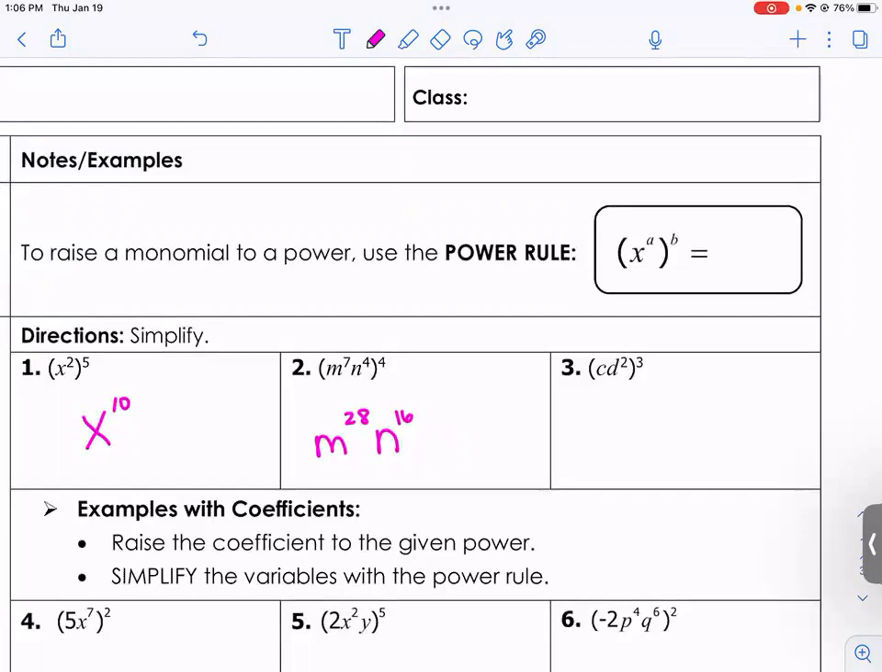Amelia, what do you think about number 3? Okay, I like the d to the 6th. I do think that there's more that we could do with c. It's d cubed. Okay, because let's remember that if there's not an exponent, we're going to assume that there's a 1 there. Okay, so Amelia, tell me how you got that 6.